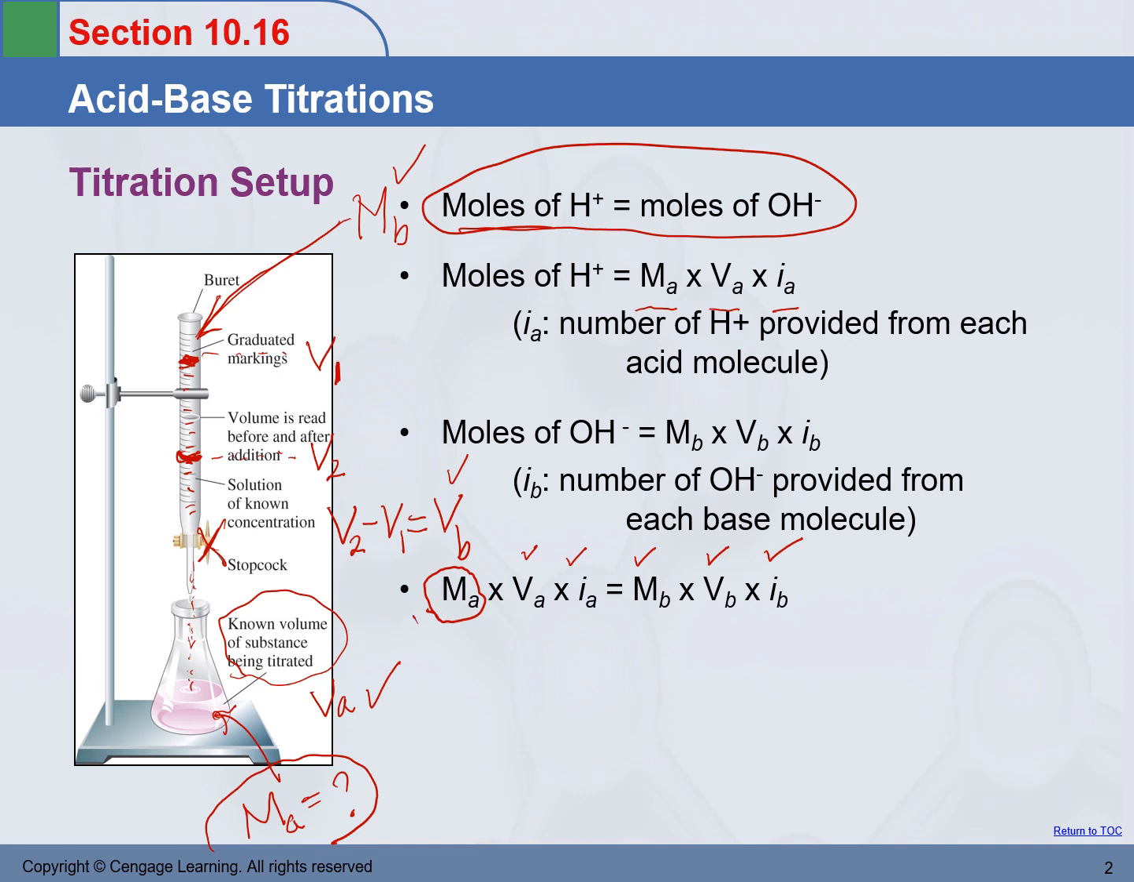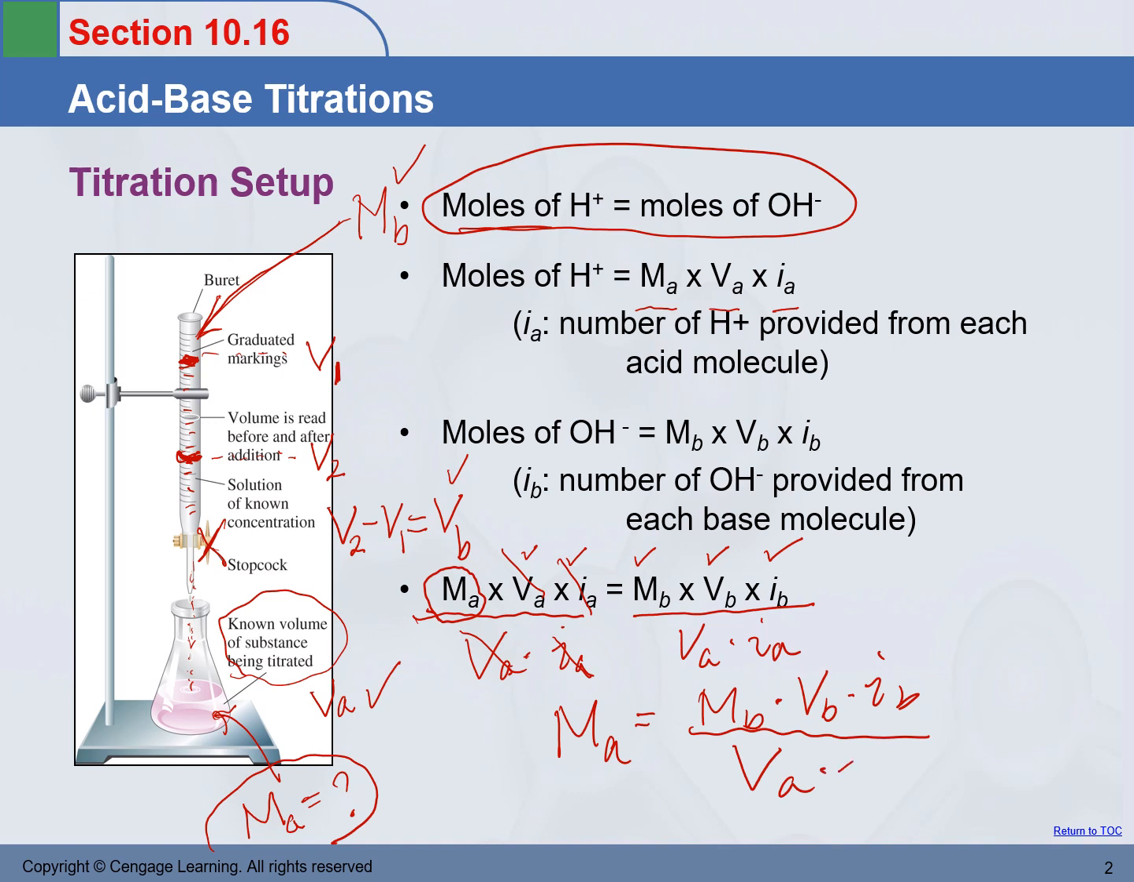To solve it, you divide both sides by Va times Ia. Va times Ia cancel on the left. Ma is left. That's what you want. Ma equals Mb times Vb times Ib divided by Va times Ia. That's it. Now all the variables on the right, you know them. So plug all the numbers in. If you know them, then you get Ma. Does that make sense to you?